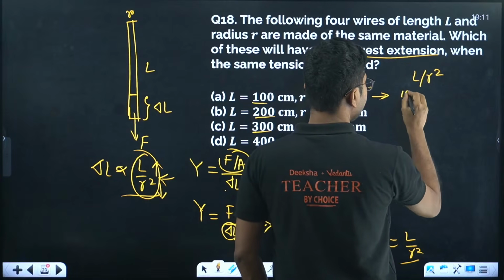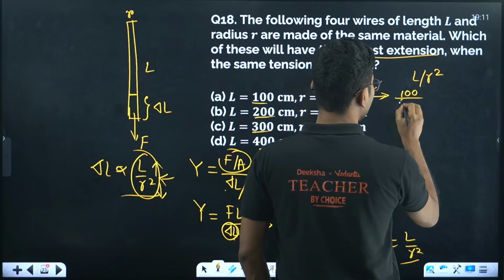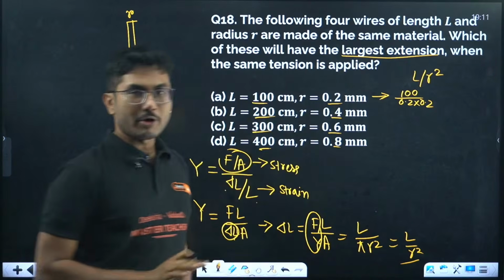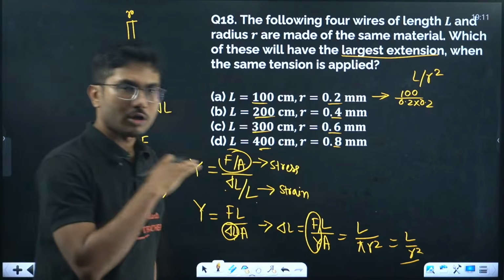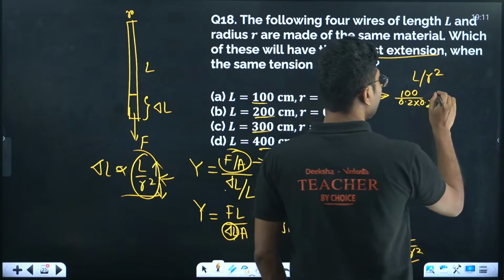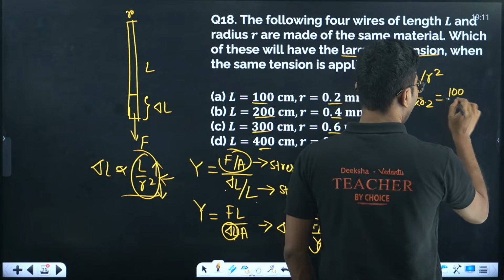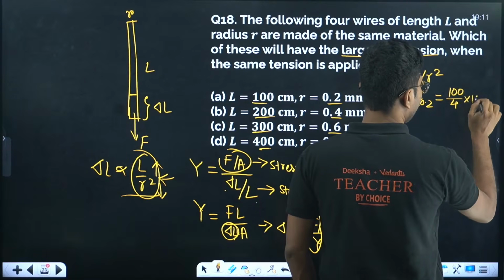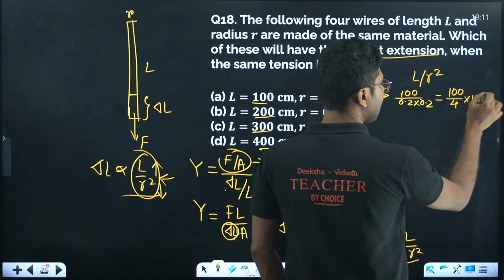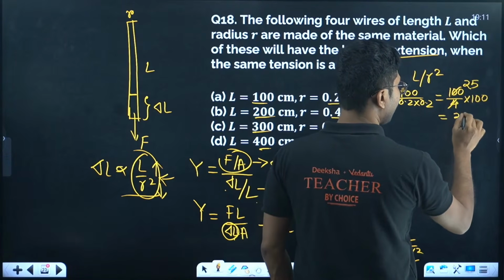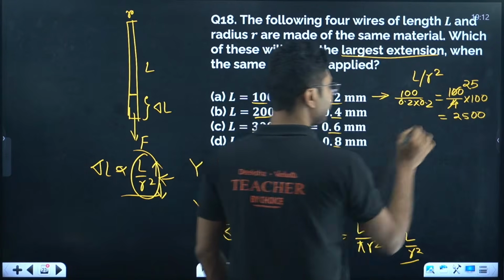So 100 divided by 0.2 into 0.2. The unit is not important here because all of the quantities have the same unit. So 100 by 4 into 100. I have converted the decimals here. So 25, so this is 2500. For this it is 2500.